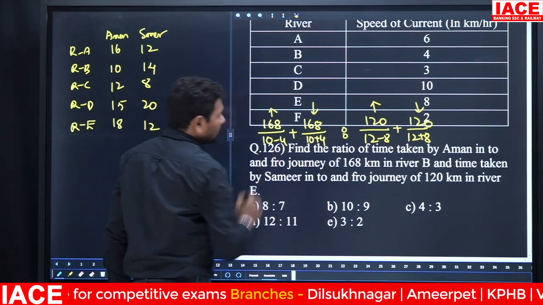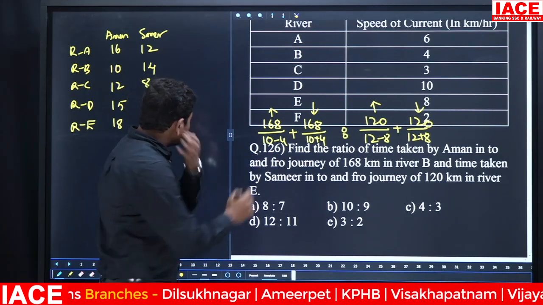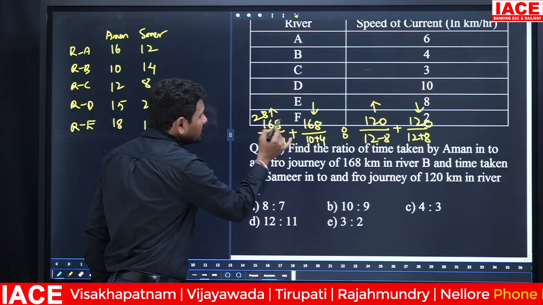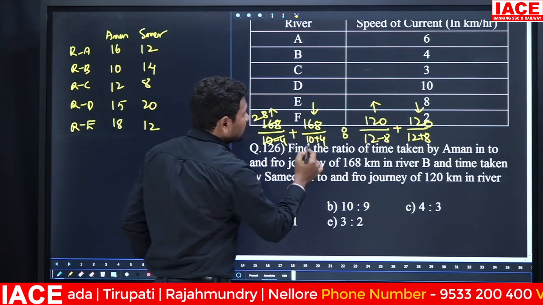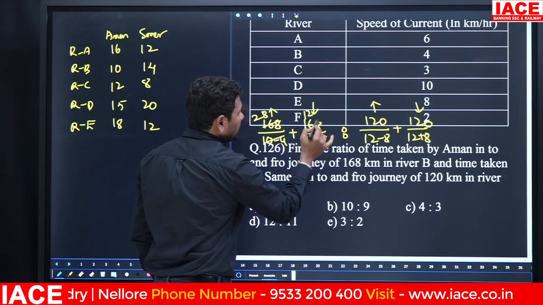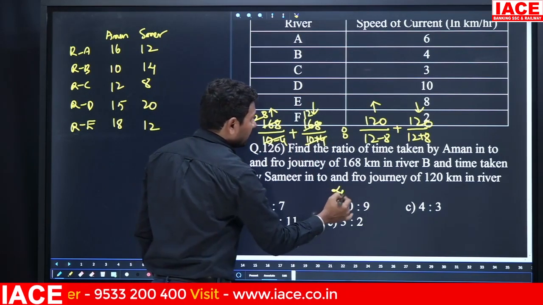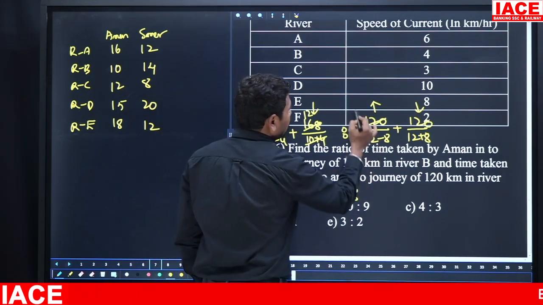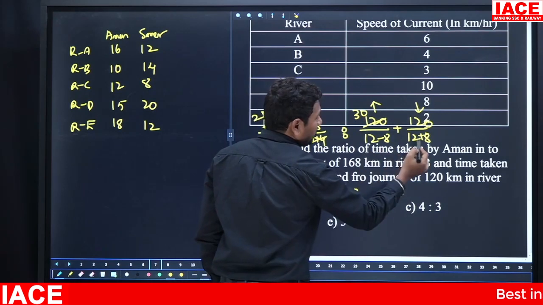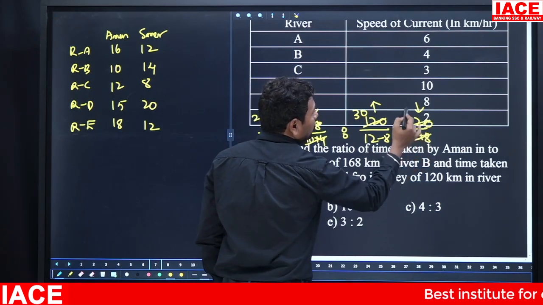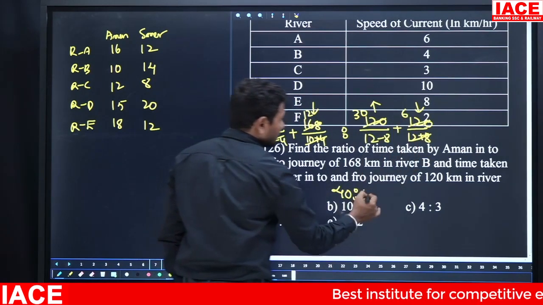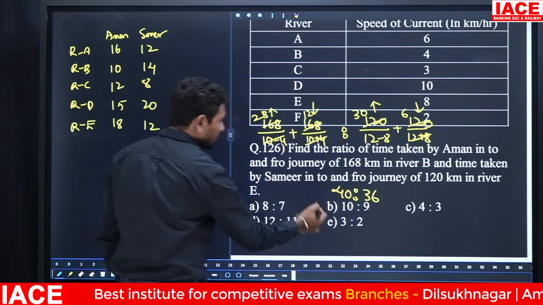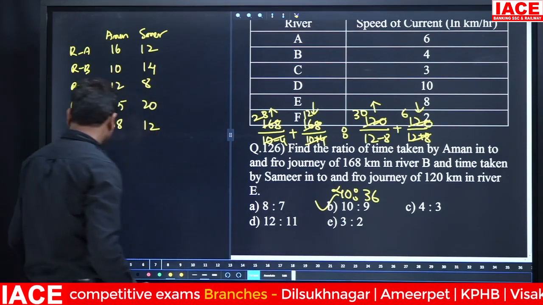Look, 10 minus 4 is 6. 6 2s are 12 and 6 8s are 48. Next 10 plus 4 is 14, 14 2s are 28, plus 12 is equal to 40. Next 12 minus 8 is equal to 4, 4 into 30 is 120. And 12 plus 8 is equal to 20, 20 into 6 is 120. 30 plus 6 is 36. And 40 and 36 both will be cancelled with 4. Option B is correct.